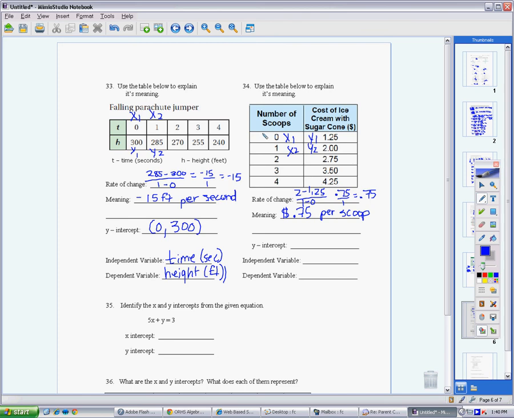My y-intercept, again, I want to look and find out where it crosses my y-axis, where I'm beginning at, and I'm beginning at $1.25. So my y-intercept is 0, 1.25. My independent variable is on the left side, so that's represented by the number of scoops. And the cost is the dependent variable.